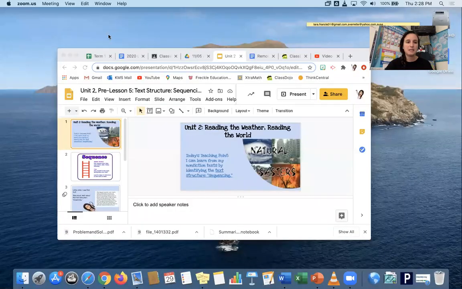Hi everyone. So today we're going to be doing another text structure and learning about not only how to identify them, but how to take notes when you see that it is a sequencing text structure. So sequencing is going to be our focus for today. So let's take a look at a sequencing text together.